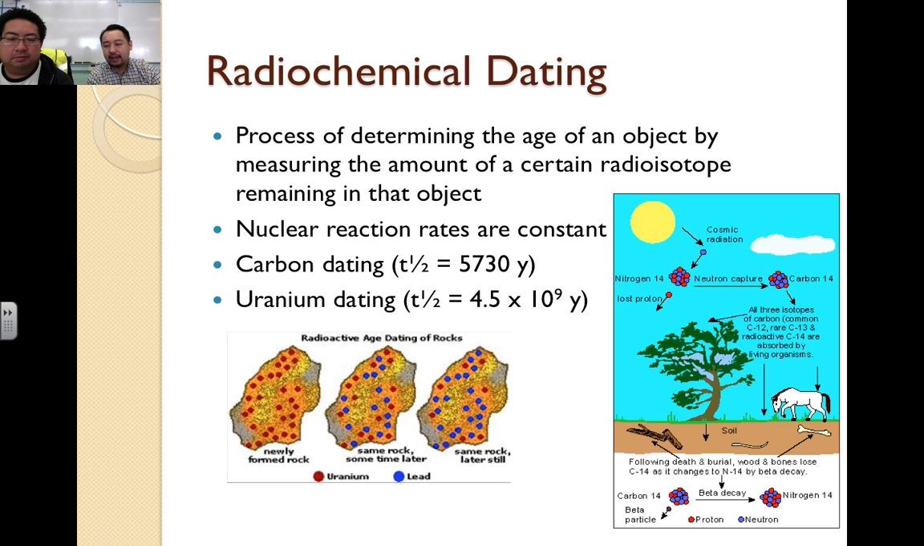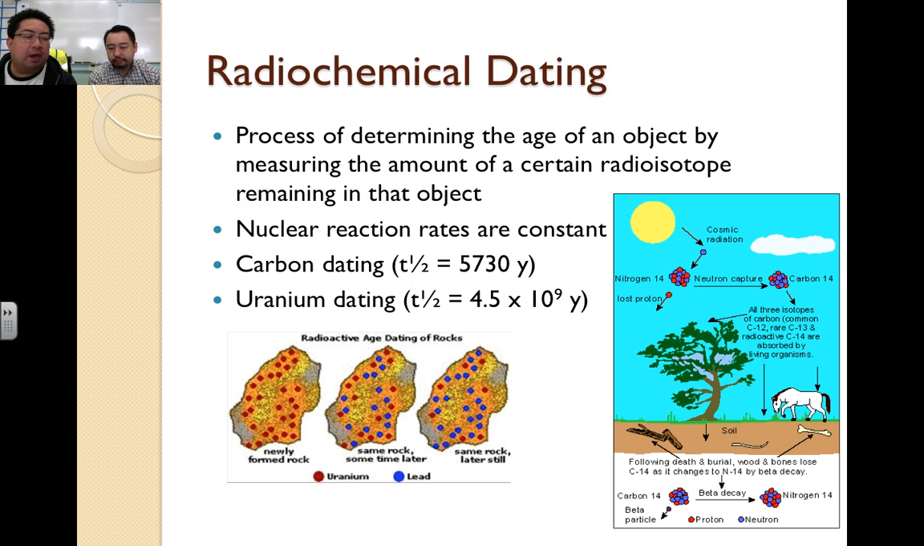Then when we dig it out, we can measure how much carbon 14 is remaining inside the specimen, as opposed to how much nitrogen 14 is remaining. From this ratio, we can figure out how old that fossilized sample was. You can also do this with uranium as well, and they originally did this for rock samples.